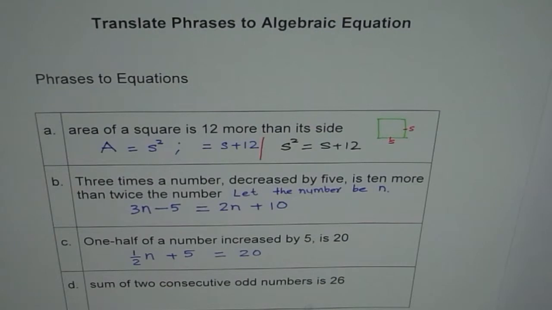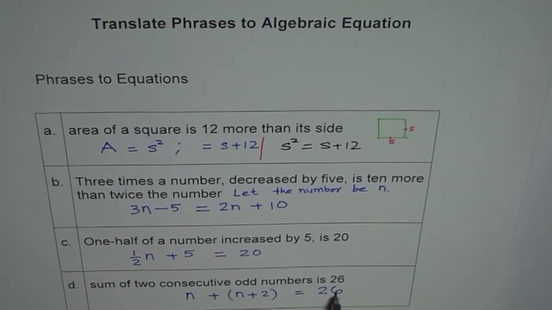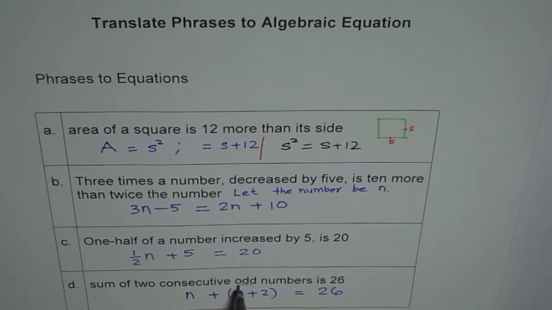Let n be a number, let us say. Let n be one number. Then the next consecutive number, which is odd, will be how much? n plus 2, correct? We say sum of two consecutive odd numbers is 26. So we'll say n plus n plus 2 equals 26. Do you understand? So here the term odd, do you see that odd is not just the next number, it's consecutive odd number. That's why we did n plus 2.